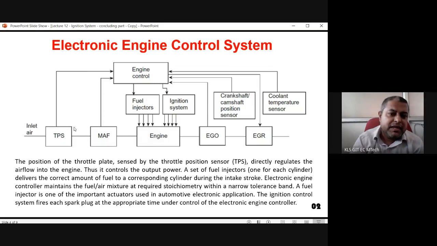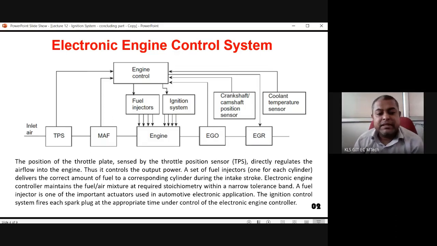So this is the TPS to engine control to fuel injector engine. This is kind of a closed loop for the air and fuel system. The electronic engine controller maintains the fuel air mixture at the required stoichiometry within a narrow tolerance band. Tolerance band means variation in the stoichiometry, which should be as little as possible. If it is said to be a 5:1 ratio, it should be perfectly 5:1, and that is controlled automatically inside the vehicle.